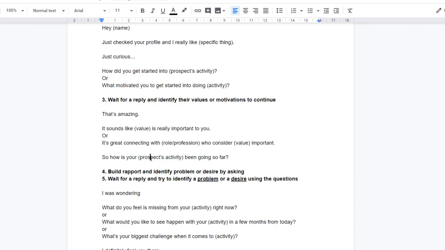How's losing weight been going so far? Or how's getting clients, if you're a business coach? Or how's dating been going so far? And basically here you get into the problem or the desire. You want to see what their situation is, and if they are committed, and if they're a good fit for you. Basically this is the step where you qualify them.